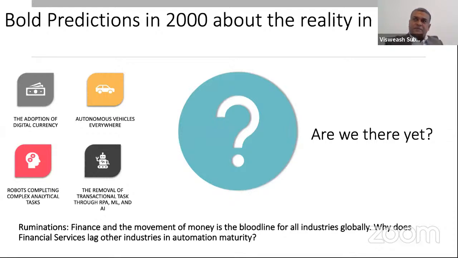Automation is way ahead. Space technology is way ahead. Life sciences are way ahead. Pharmaceuticals are way ahead. But why not in banking and financial services institutions? That's one of the questions we pondered on and try to answer it through our approach. Anthony?